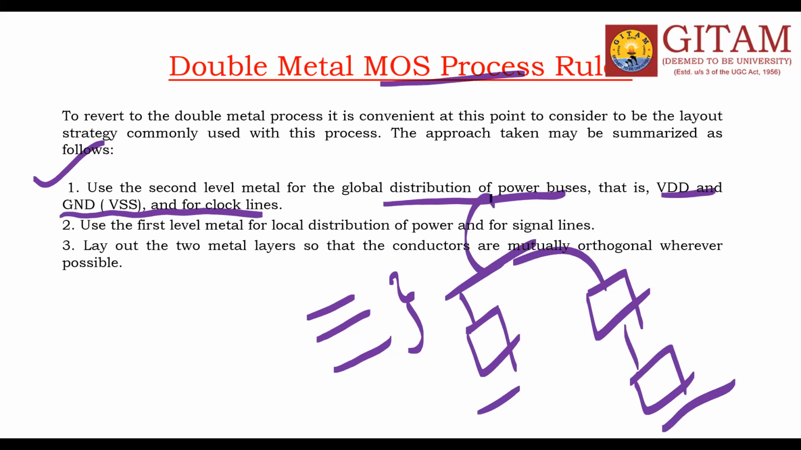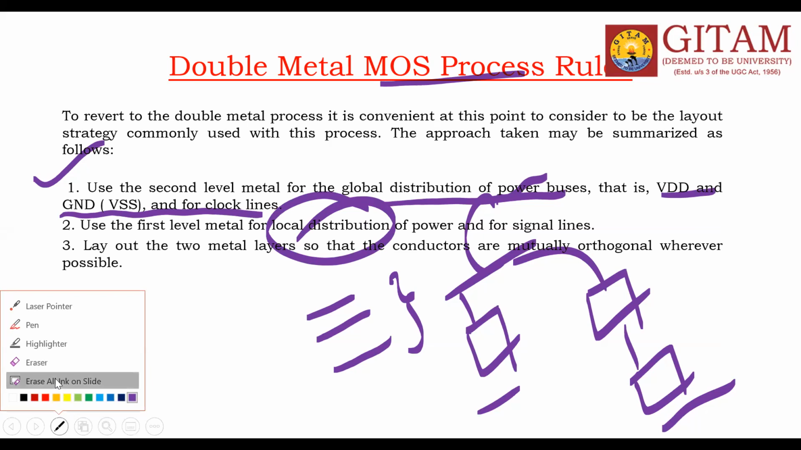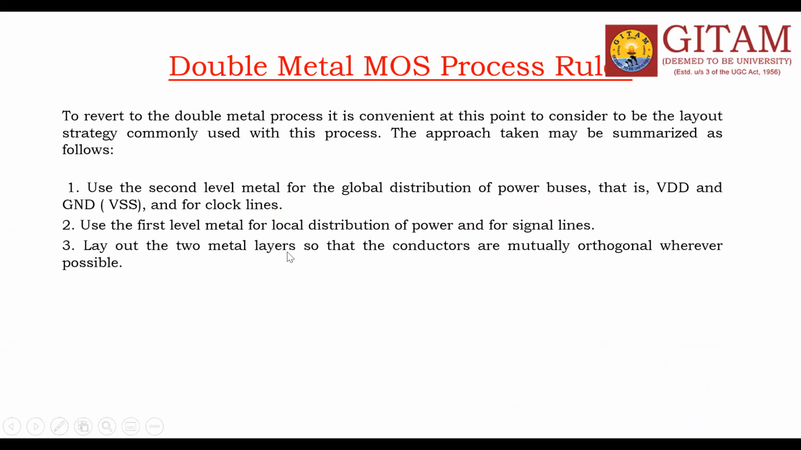This is the use of metal 2. Metal 1 is for the internal connections of each circuit. Double metal means metal 1 and metal 2. Use the first level metal for the local distribution of power and signals, and second metal is used for global routing purpose. So now, one more thing to discuss. See the two conducting layers, how they are placed is orthogonal.